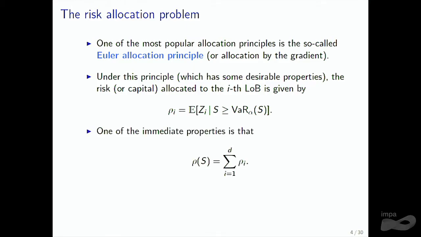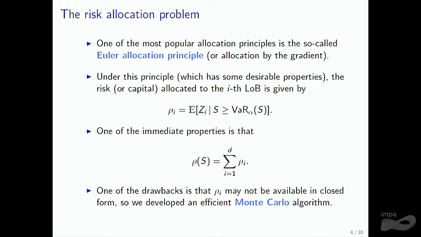So one of the immediate properties of this kind of Euler allocation is the fact that it's summable, right? So you can sum the marginal risks, and it will be exactly the risk of the portfolio. So that's a good property. One of the drawbacks, and that's the drawback that leads to this work, is the fact that this expectation may not be available in closed form, and then here comes the Monte Carlo.